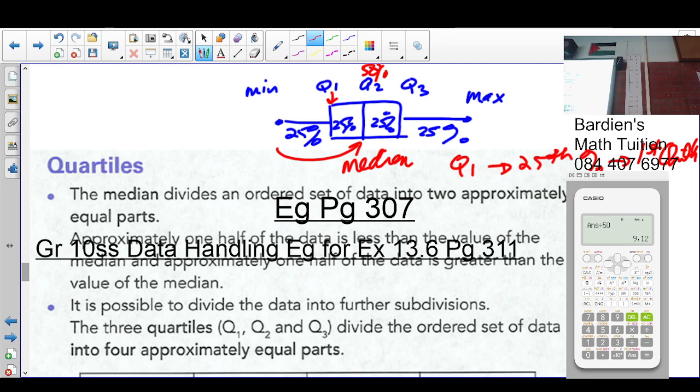So then this will be Q3, which is, what percentile would this be? 75th percentile or the third quartile. Quantile, quartile. Okay, quantile is something else.